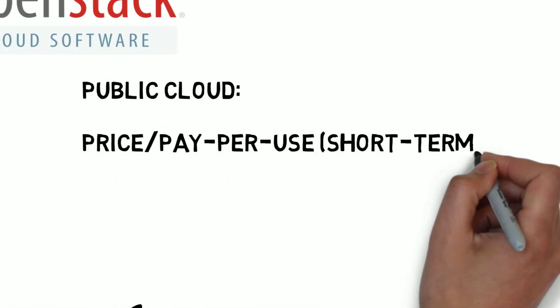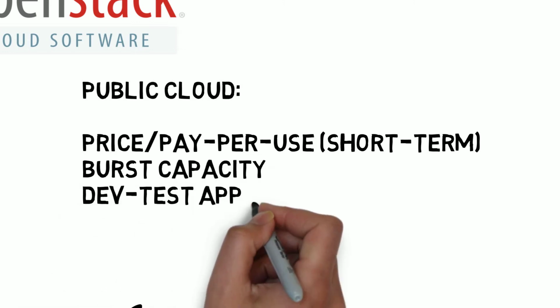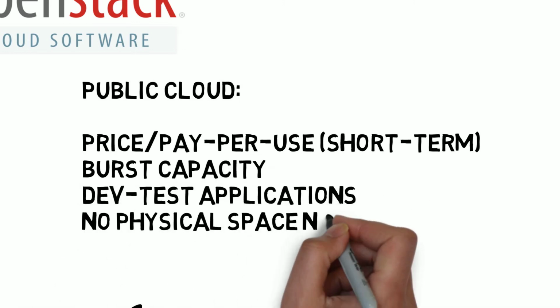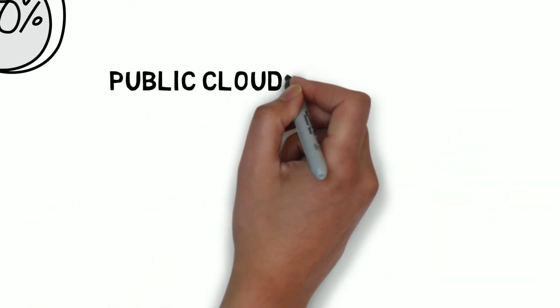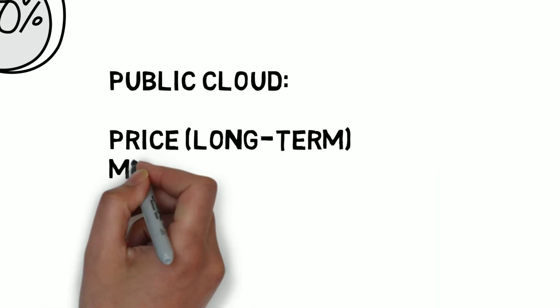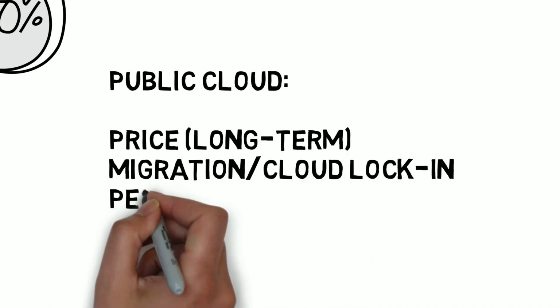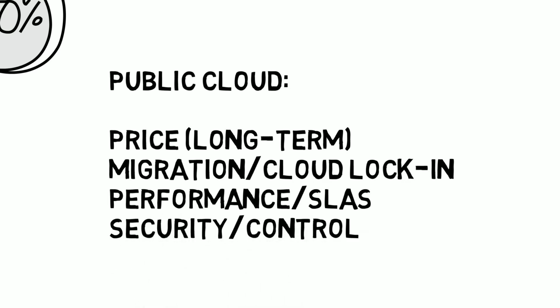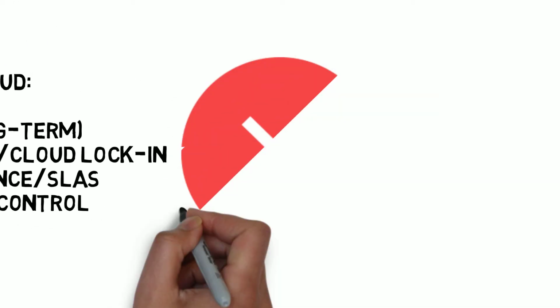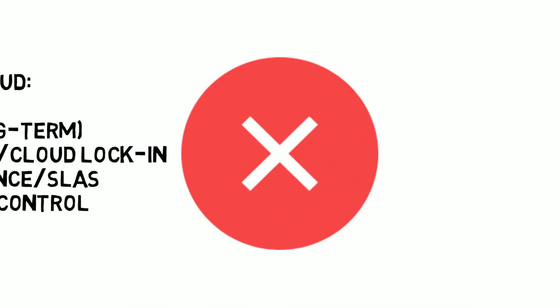Public clouds are great for short-term projects and dev test loads, as well as burst capacity, as I can get network, storage, and compute immediately without having to host it on-prem. However, once I need an application up and running 24/7, it may become more expensive. SLAs may not be deterministic, security may be uncertain, and even migration and cloud lock-in may become an issue. In these scenarios, a private cloud may be the better choice.